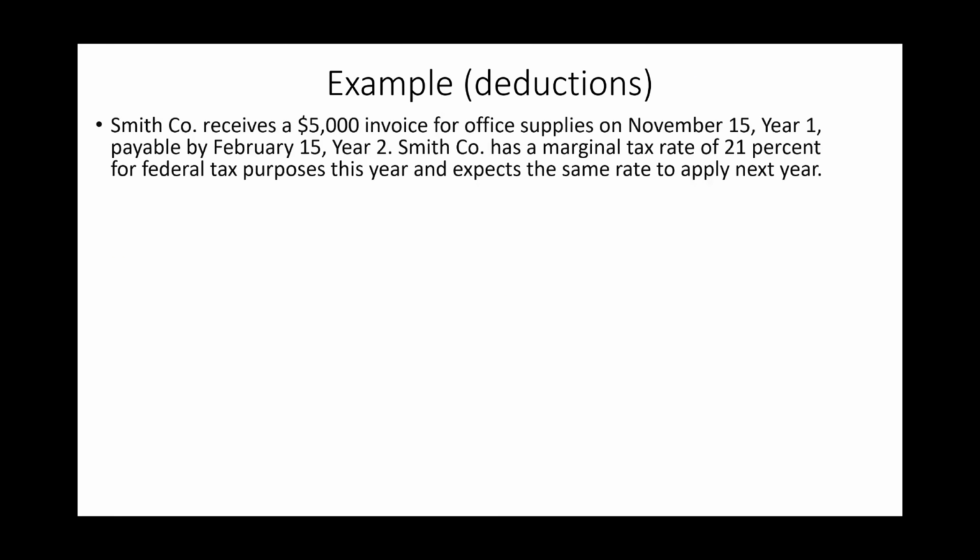Let's assume Smith Company received an invoice for $5,000. And they received it November 15th, year 1, payable February 15th, year 2. So Smith's marginal tax rate is 21% this year and expected to be the same next year. Oh, well, I hope this will be an easy example. If it's the same, what should the company do? Should they pay the bill now, this year, or should they defer it for next year?